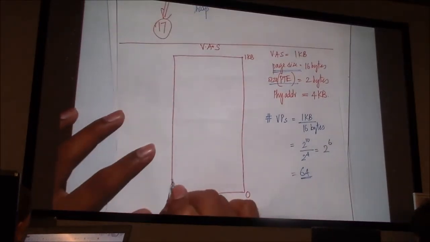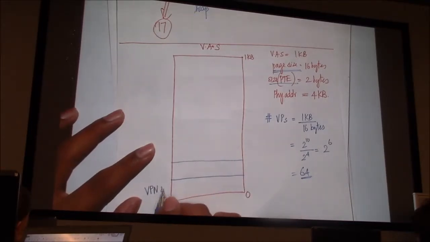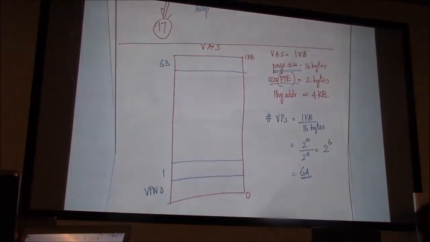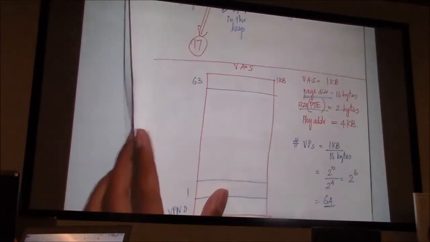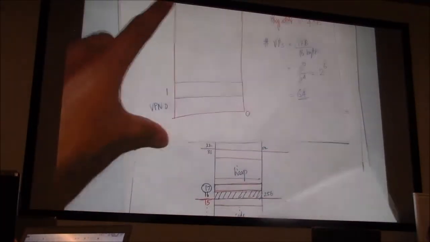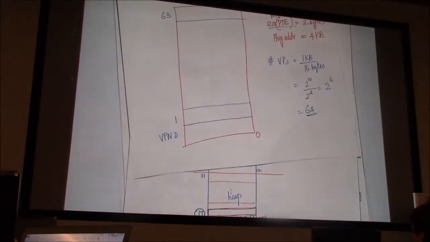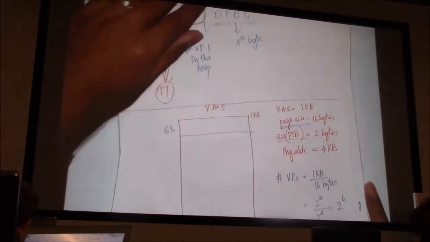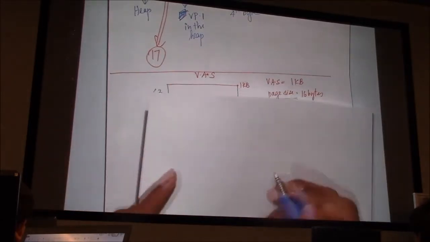So we divide this into pages. In this address space, we'll have VPN 0, 1, and so on. We already saw this previously, because previously we also had 1 KB, so this was 64. Now the next thing we are going to see is, if we have 64 virtual pages, in a simple linear page table we need 64 page table entries, right? Okay, we need 64 page table entries.